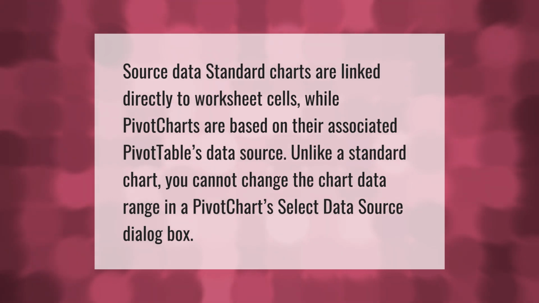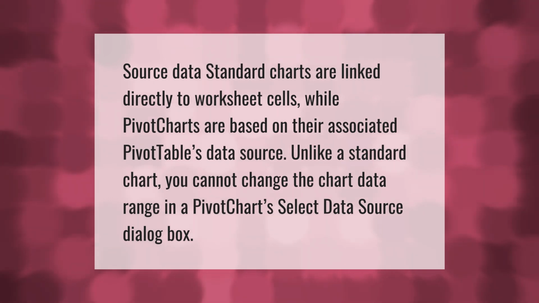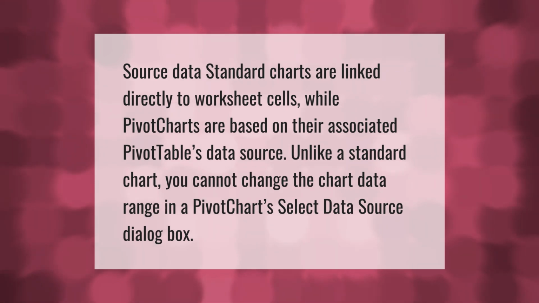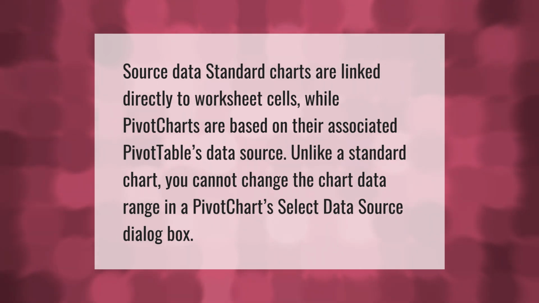Source data: standard charts are linked directly to worksheet cells, while pivot charts are based on their associated pivot table's data source. Unlike a standard chart, you cannot change the chart data range in a pivot chart Select Data Source dialog box.